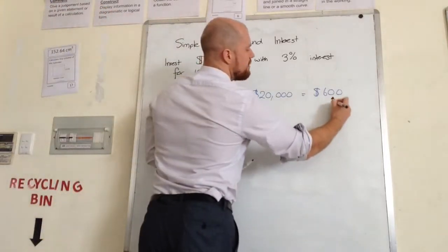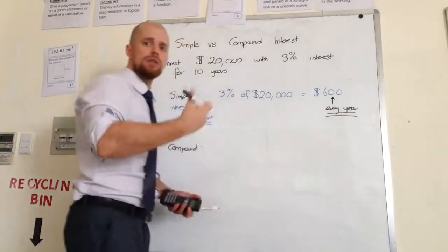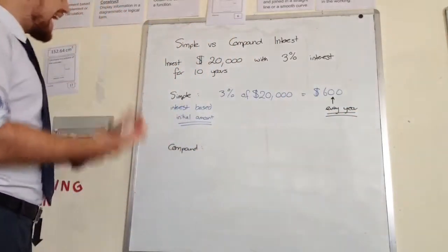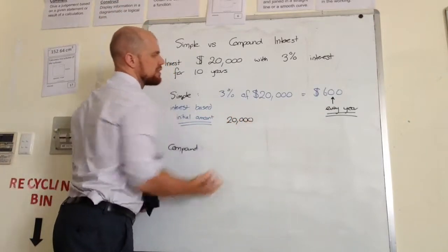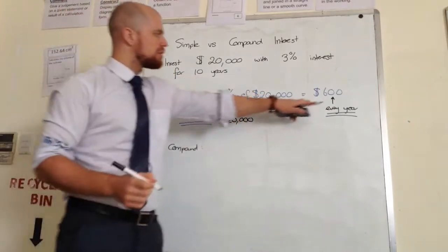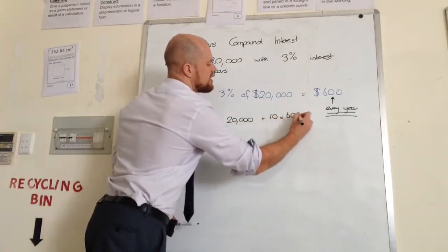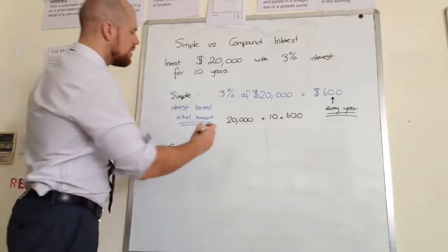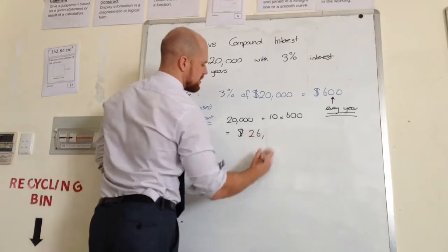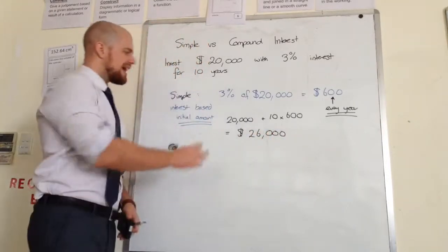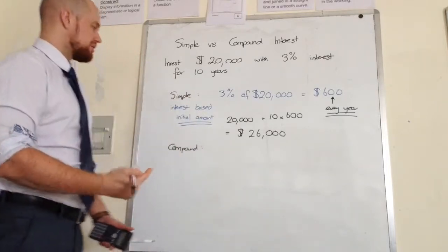So this is every year. You get $600 every single year. So at the end, what I would have is my initial amount, $20,000, and I'd have 10 lots of 600. So I'm going to add on 10 lots of $600. So in total, that would give me $26,000. That's if we were doing simple interest, where it's just a one-off calculation.